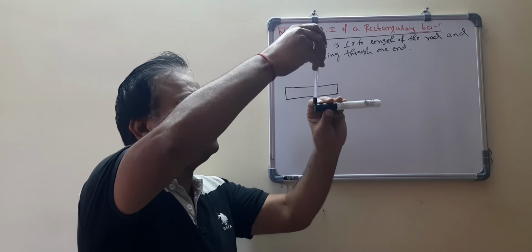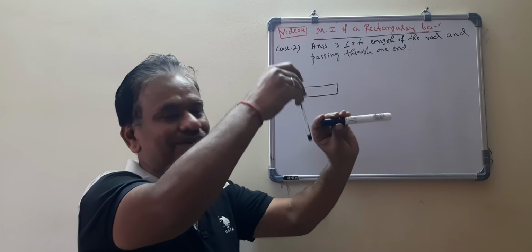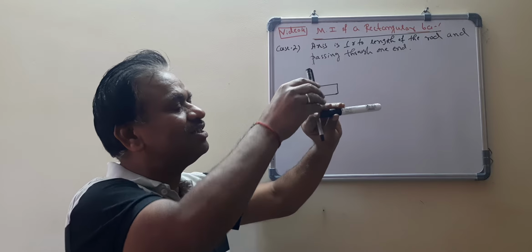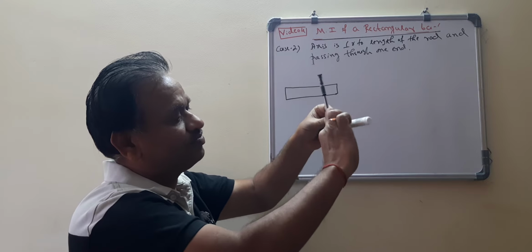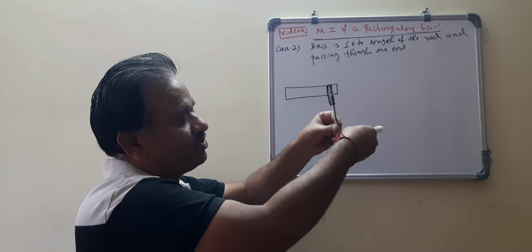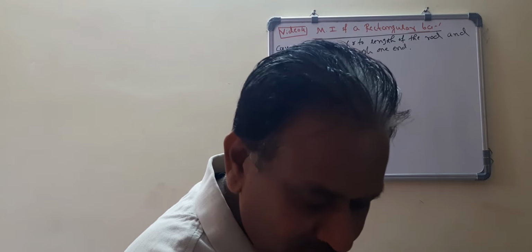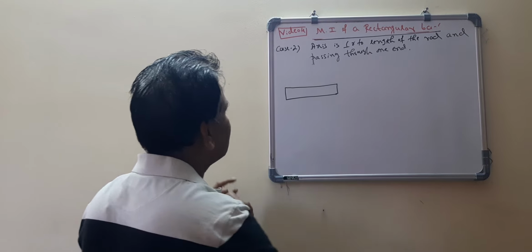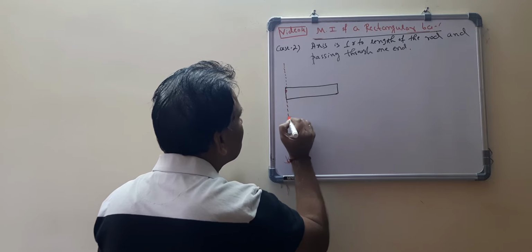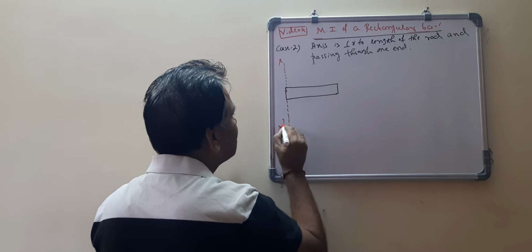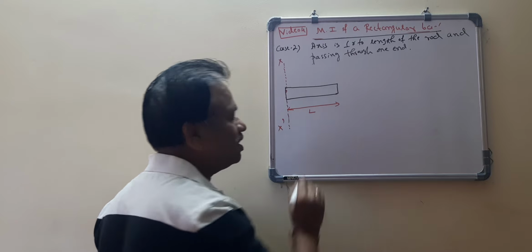Now, the axis is like this, either this end or this end. If this is the end, then the rod rotates like this. I think you can understand. It rotates like this. And the length of the rod is here. The axis is like this. This is x dash. The entire length of the rod I am considering as L.